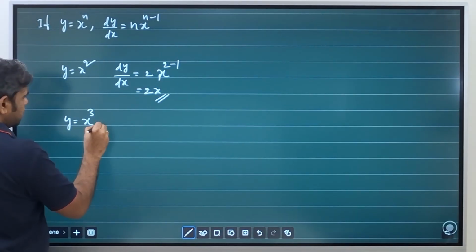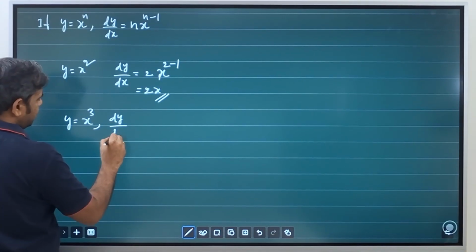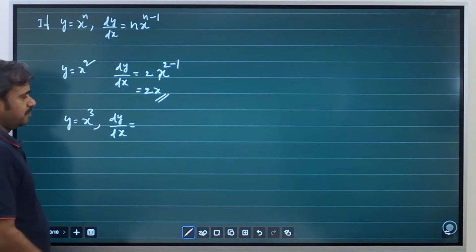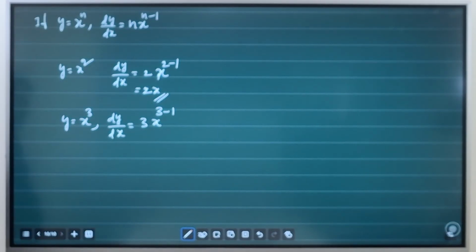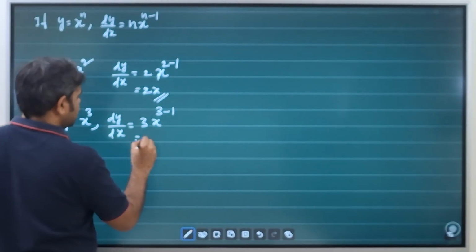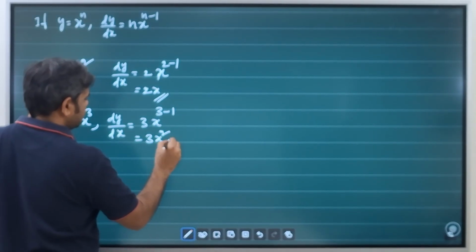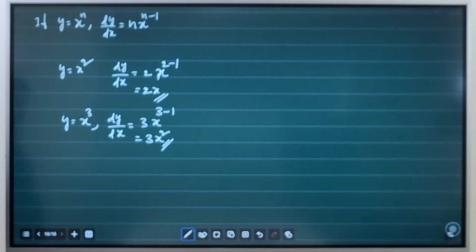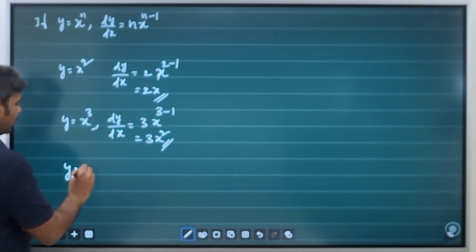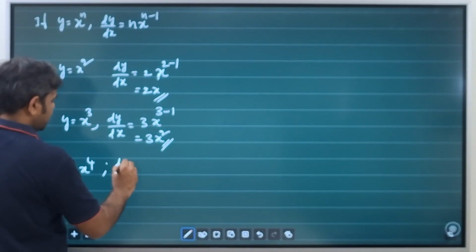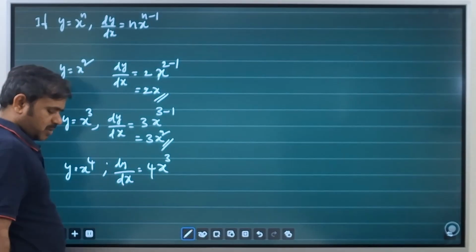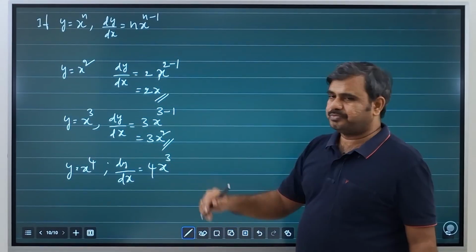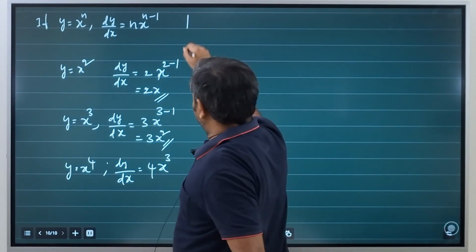Y is equal to x cube. Apply this formula. You will get dy by dx is equal to 3 into x power 3 minus 1, n into x power n minus 1. So what do we have? 3x squared. Dy by dx is equal to 3x squared. Okay. Similarly, take y is equal to x power 4. Dy by dx is equal to 4x cube, 4 into x power 4 minus 1. Applying this formula, you can take any power of x.